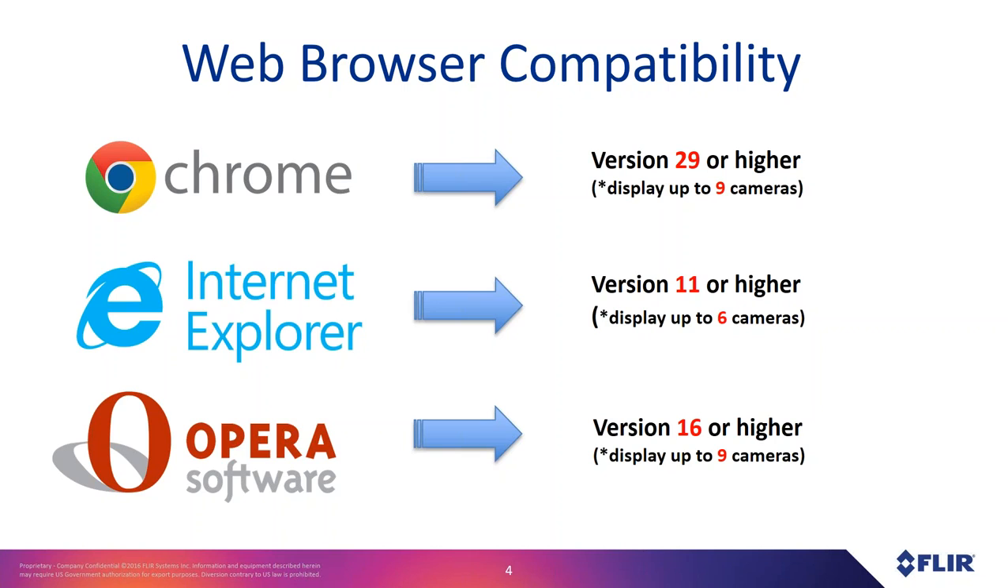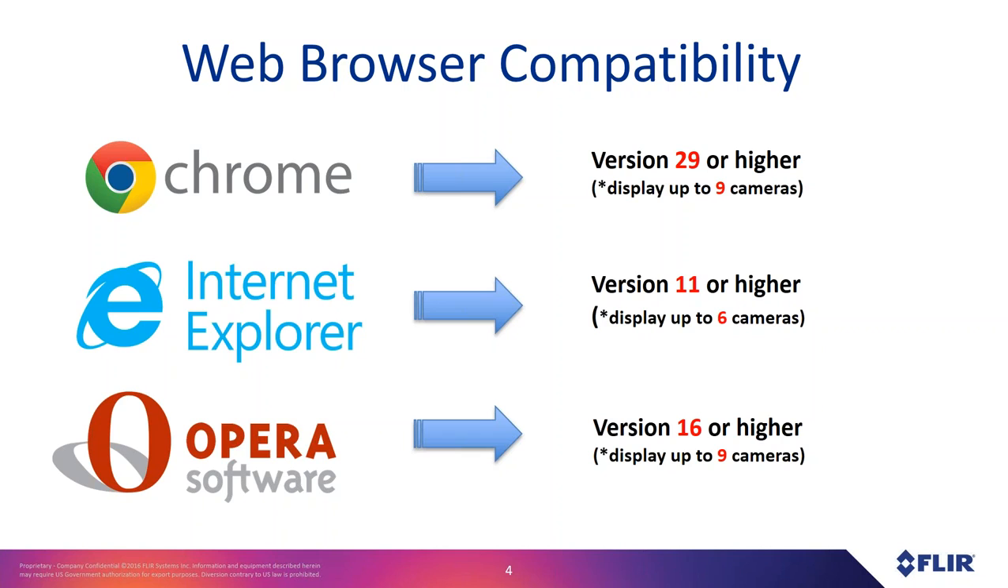There are version limitations, for instance Chrome, and this is optimized in Chrome, although the other 2 work fine as well. You got to have version 29 or higher. I think they're in the 40s right now, so that's pretty easy. Internet Explorer, you got to have version 11 or higher, so any of the previous versions of Internet Explorer, you'll get a message when you try to log into the page saying that this needs to be upgraded. And then Opera, of course, has to be 16.